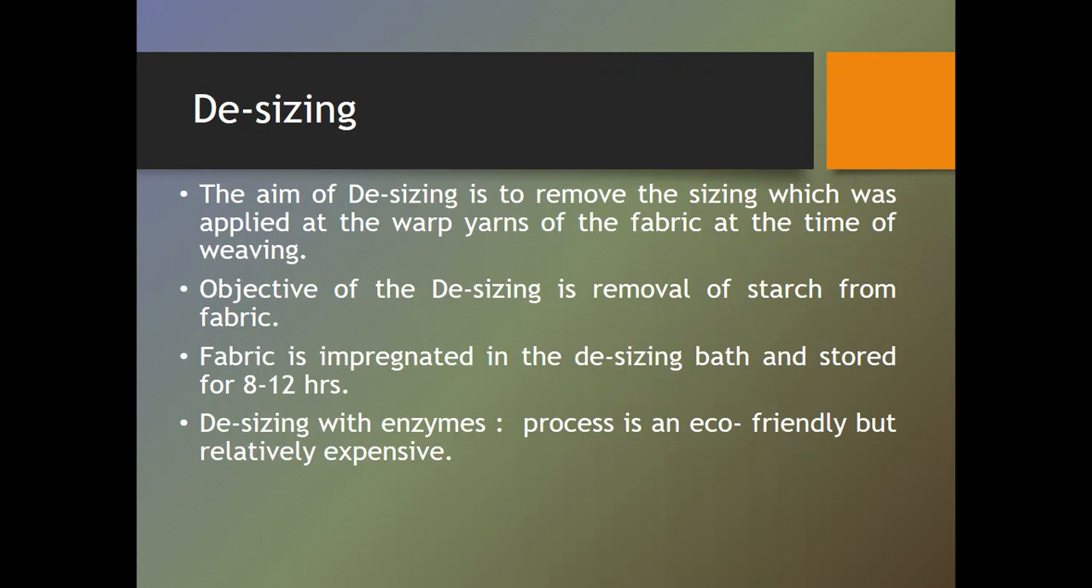For this purpose, the fabric is impregnated in the desizing bath and stored for 8 to 12 hours. This bath contains required amount of enzyme, wetting agents, and sodium chloride. After this process, the fabric is thoroughly washed with hot water. Desizing can also be done with enzymes, and the process is basically eco-friendly and it is relatively expensive.